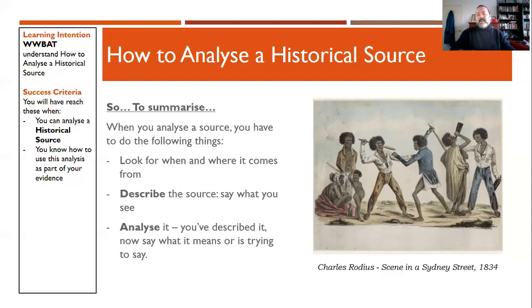Now, when you get to be analysing everything that you need to analyse for your work, and particularly when you get to analyse the work we need to do for the assessment, all of these things are going to be useful to remember.